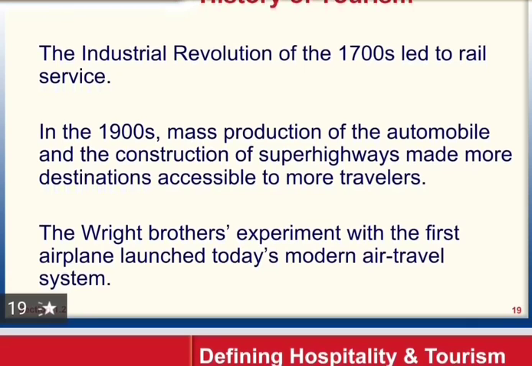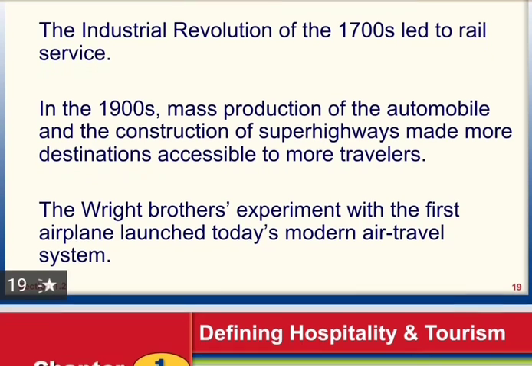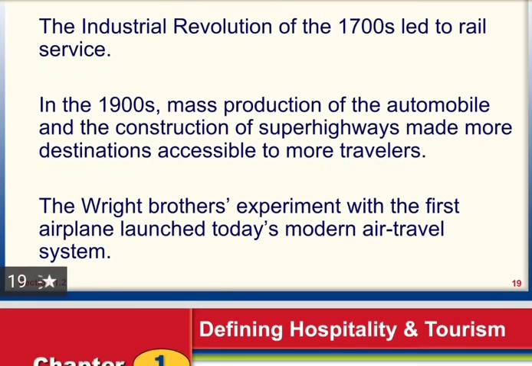In the earlier days, people used to have a problem while traveling. They had to either go by horses or take bullock carts to travel. But once the industrial revolution started in 1700, that led to the rail service. So rail became an easier means of communication to travel. In the 1900s, mass production of the automobile and construction of superhighways made it very easy to reach destinations.